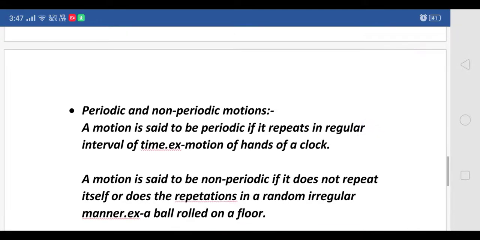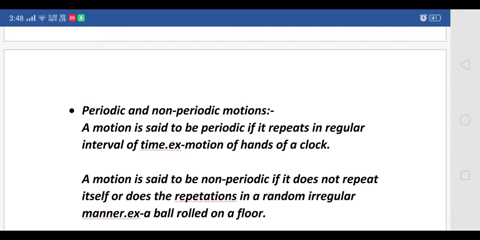The next is periodic and non-periodic motion. Periodic motion is the motion which repeats itself after a regular interval of time. Because after a period of time, the same motion occurs again. So this is called the periodic motion. The motion of hands of clock. These are periodic motion. The hands of clock remain in the periodic motion because after a regular period of time they again come to their position.